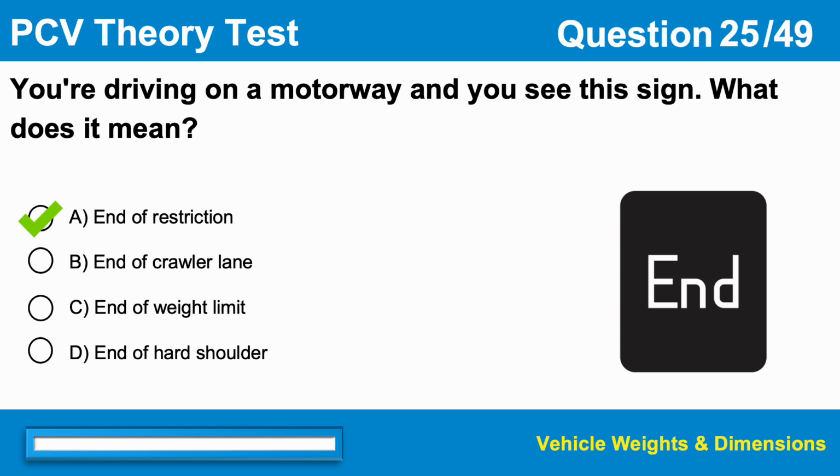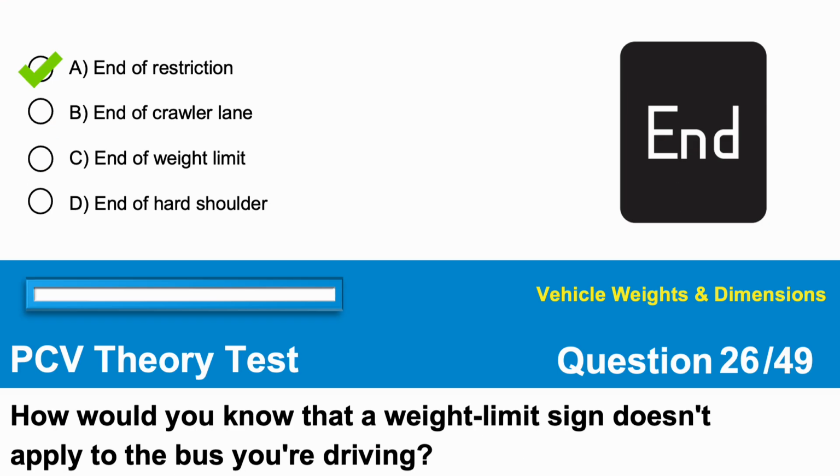The correct answer is A. Look out for variable message warning signs telling you about lane closures, speed limits, hazards. When you're clear of the restriction, you'll see a sign telling you that it has ended.